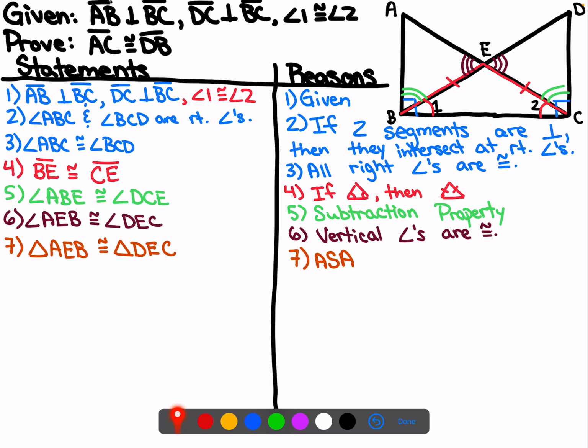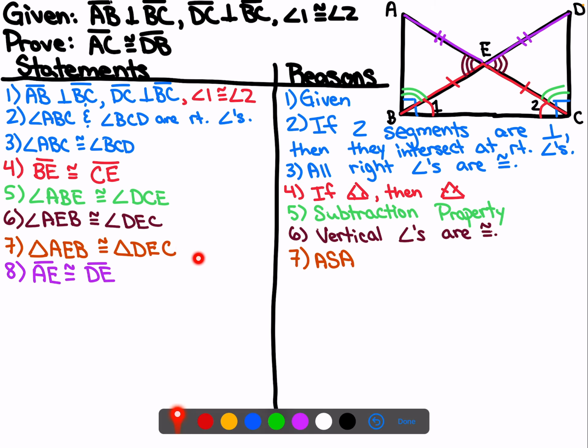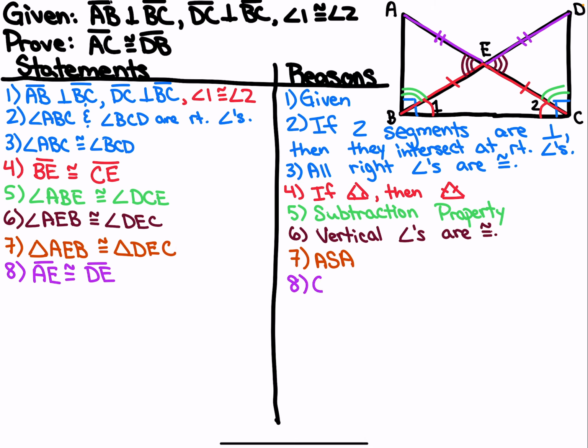Now, if the two triangles are congruent, then we should be able to, and I can't say that the full thing is congruent, but I can say that AE is congruent to ED, because those are corresponding parts of those congruent triangles. So if triangles are congruent, then the corresponding parts of those congruent triangles are also congruent.